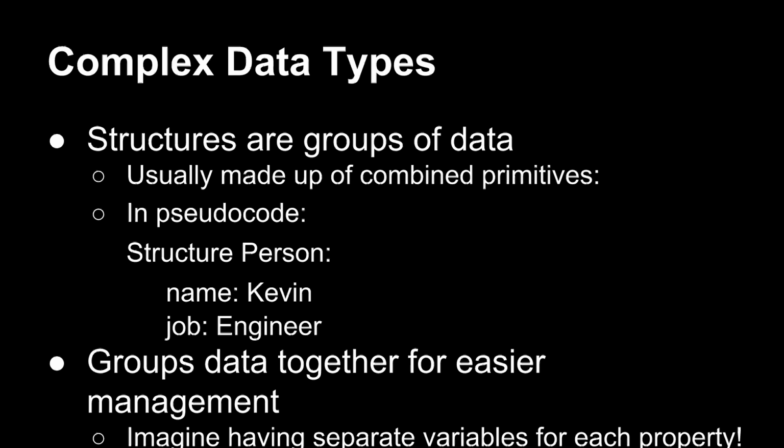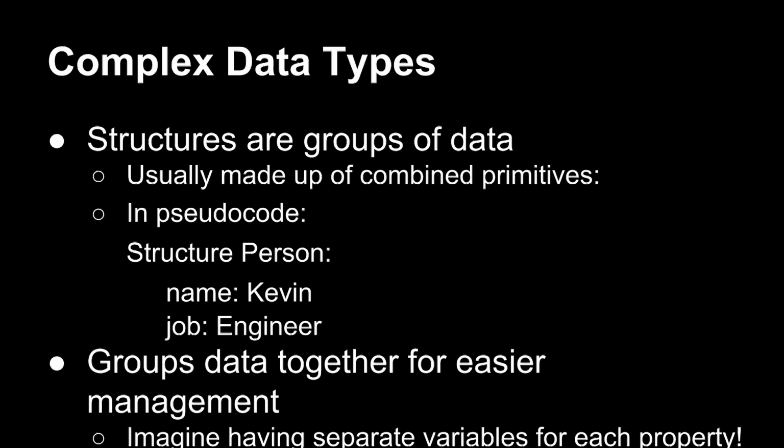There are more complex data types. You can think of things like structures, right? Structures are groups of data. Usually, you'll create a structure out of combined primitives. So depending on the language, these may be classes. They may be actually called structures. They don't have behavior. Structures tend to just be data.